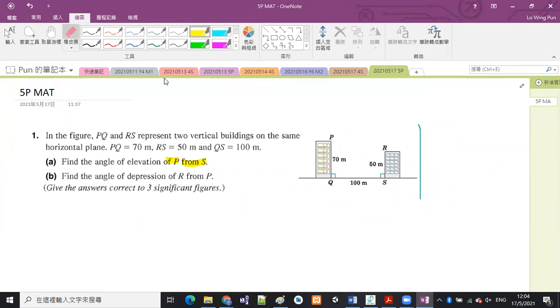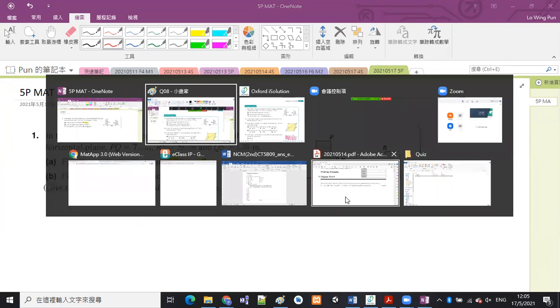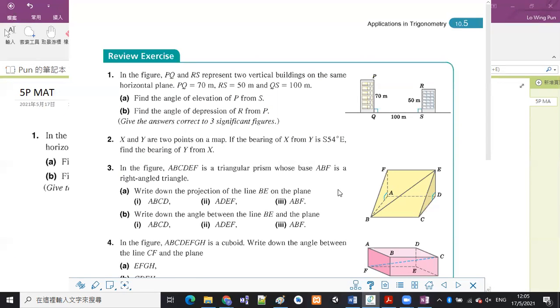So I'm at point S, so I have to look towards the horizontal first. That is like this. Standing at S. Can you draw the diagram with me together? I am on page 10.5.